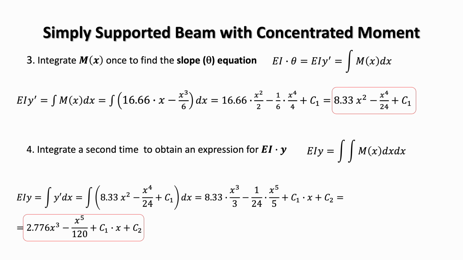We will then integrate that expression for slope a second time to obtain the deflection equation, and that'll introduce a second constant of integration, c2. So carrying out that integration gives us the deflection expression shown at the bottom of this slide, so 2.776 x cubed minus x to the power of 5 over 120 plus c1 times x plus c2. At this stage, we have the general expressions for slope and deflection in terms of the unknown constants c1 and c2. And we'll determine them next using the boundary conditions at the supports.